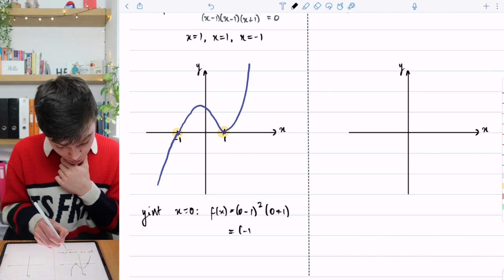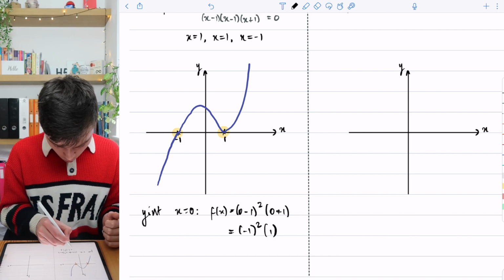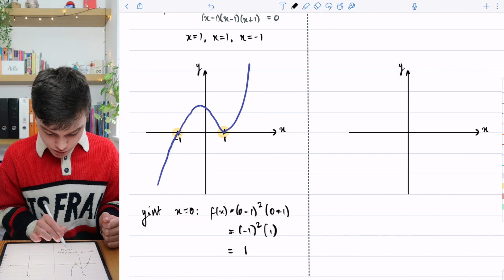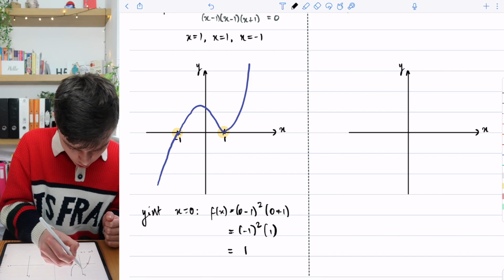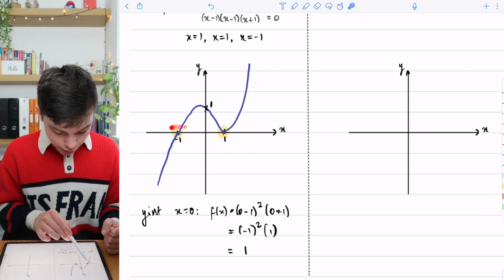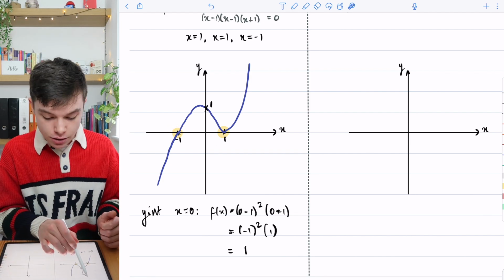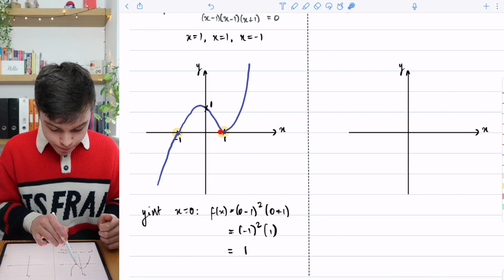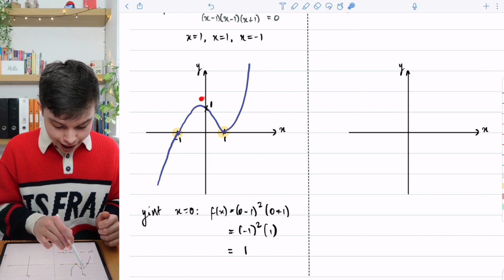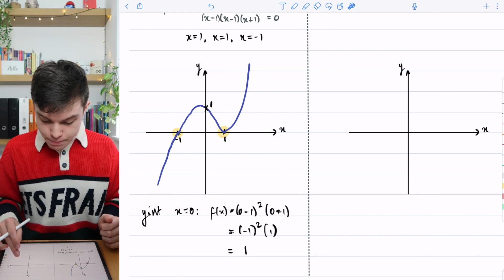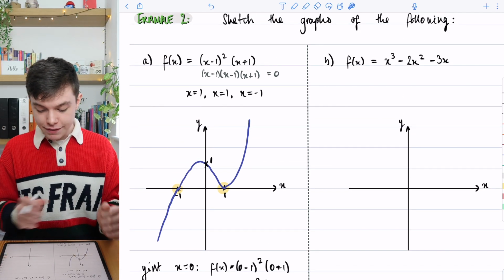So then we get minus 1 squared and then times 1. So that will give me 1. Okay, because we've got minus 1 squared, which is 1, times 1 is 1. So that point there is 1. Okay, so we can see we've got our 2 roots, which are actually 3, just 1 is repeated. We come up, pass through the root, pass through the repeated root, then flick back up, and then we pass through our y-axis there. Okay, part B is a little bit different.